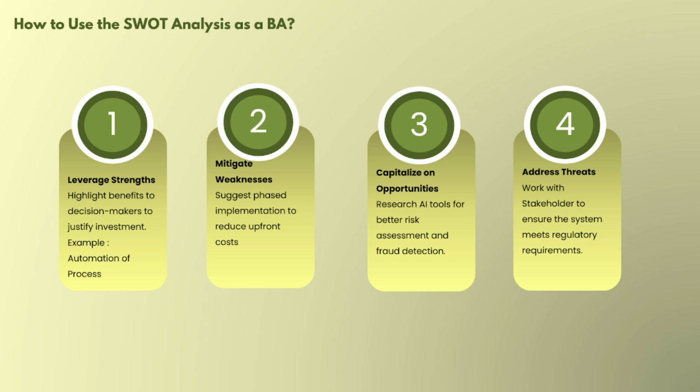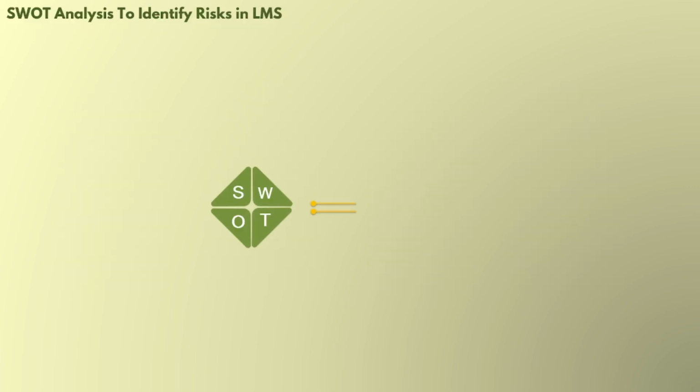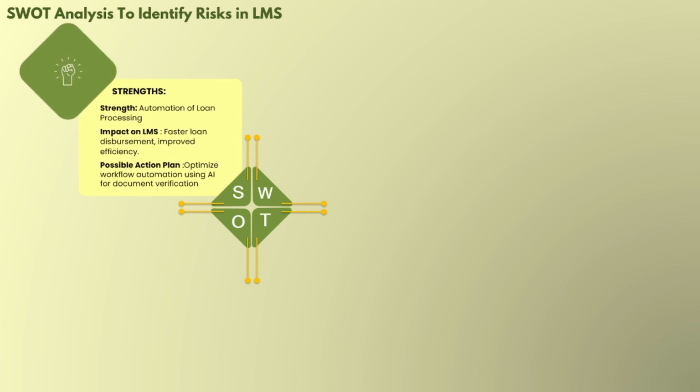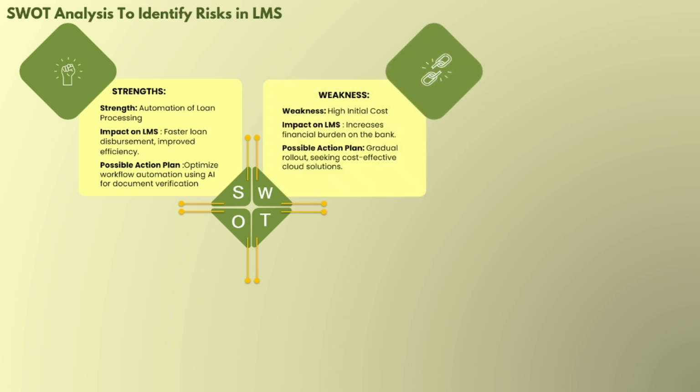And now let's try to implement this SWOT analysis in a loan management system and see how it works. So we will start with our strengths. What are the strengths while we are working on the loan management system? Automation of loan processing, this is our strength. The impact on the loan management system: faster loan disbursement, improved efficiency. Possible action plan: optimize the workflow automation using AI for document verification. So these are the strengths, and we need to make them even stronger.